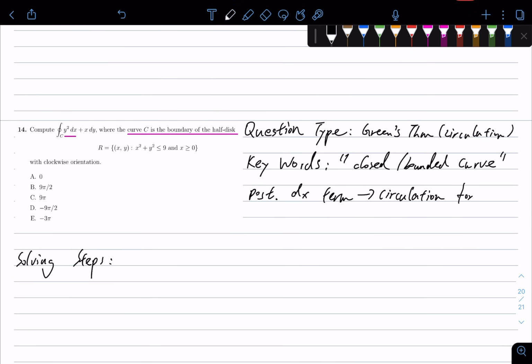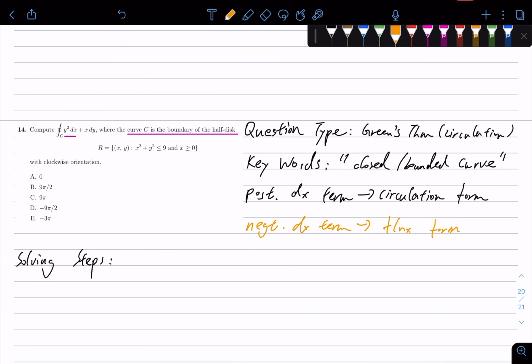So in the opposite, if it's negative, the dx term, that means flux form. And this is the easiest way to differentiate between whether it's asking for a circulational form Green's theorem problem or a flux form Green's theorem problem.